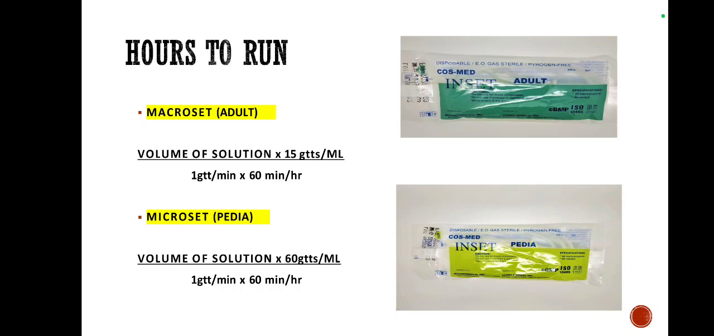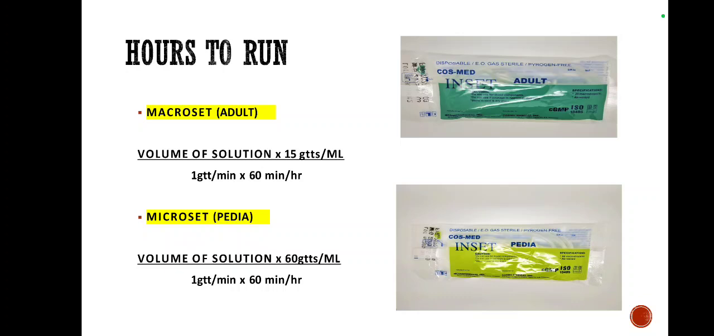So for example, how many hours to run do we need to compute to finish 1 liter, 5 ml or 500 ml of IV fluid? We have two types of IV set that we use for our different patients. We have the pedia set, for pediatrics or for children, infants, and then we have the adult set, or the macro set. So we have here micro set and macro set.